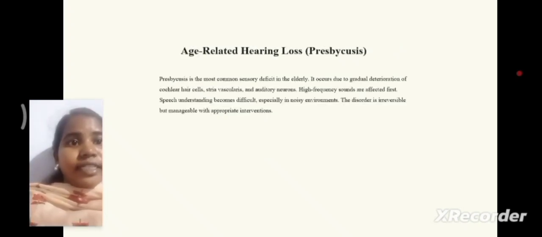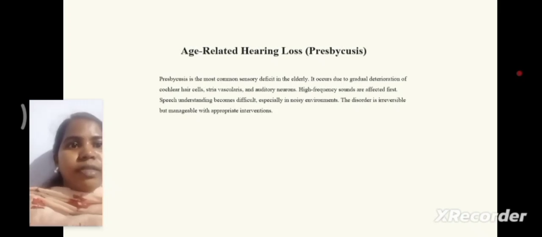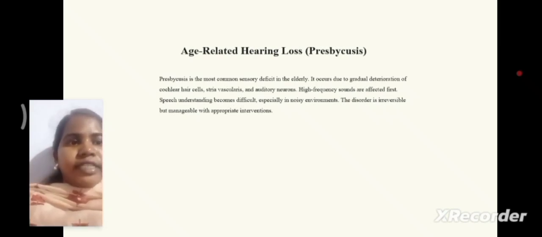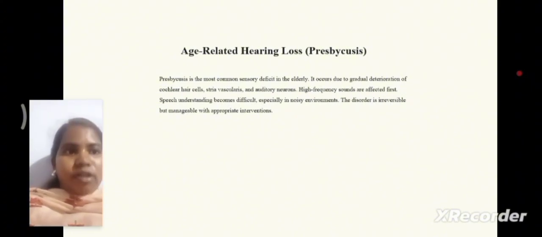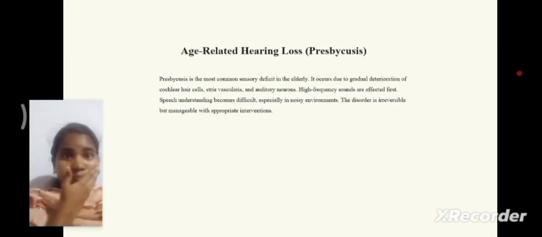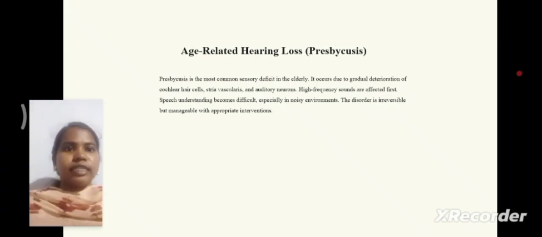Next, age-related hearing loss. This is the most common sensory defect in the elderly. It occurs due to gradual degeneration of cochlear hair cells, stria vascularis, and auditory nerves. High-frequency sounds are affected first. Speech understanding becomes difficult, especially in noisy environments.